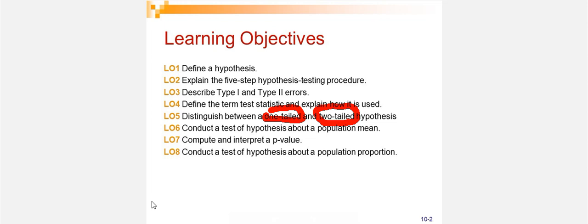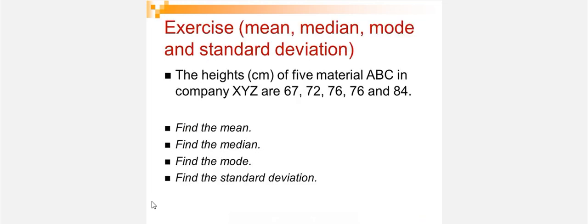Then we learn about the hypothesis of population mean. Then we learn about the p-value. Okay. We learn what is p-value. And the last one, we conduct the testing about the population proportions. We learn in this topic. Now we go for some exercise. This exercise we skip, just now we do.